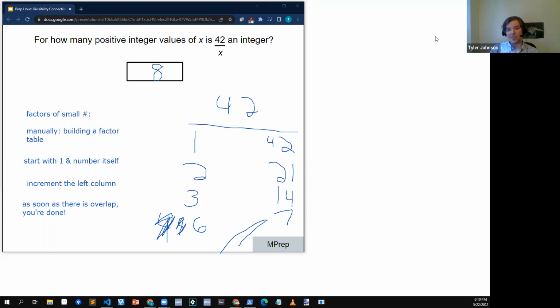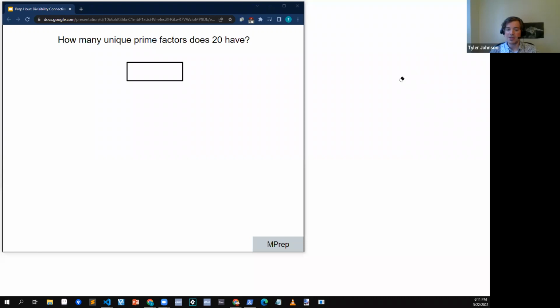So another really common factor idea is something we call prime factors. Let me just give this one to y'all without any other information. Chat me your answers for this one.